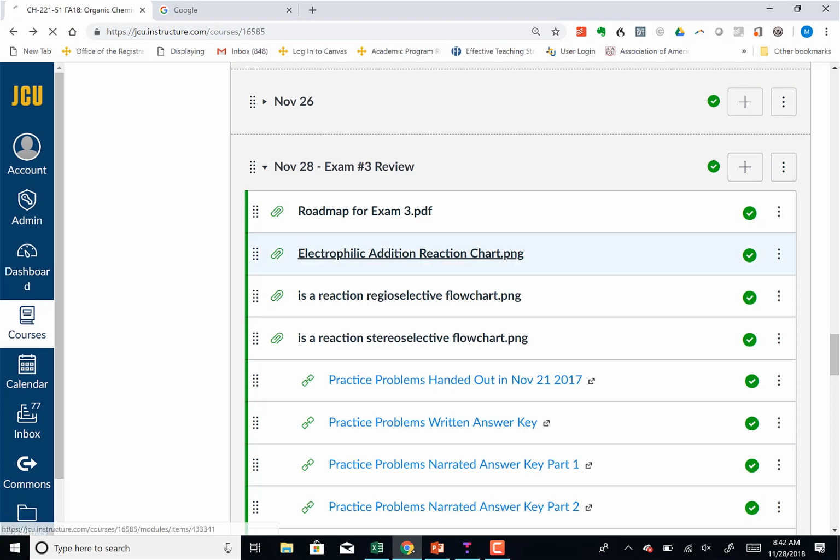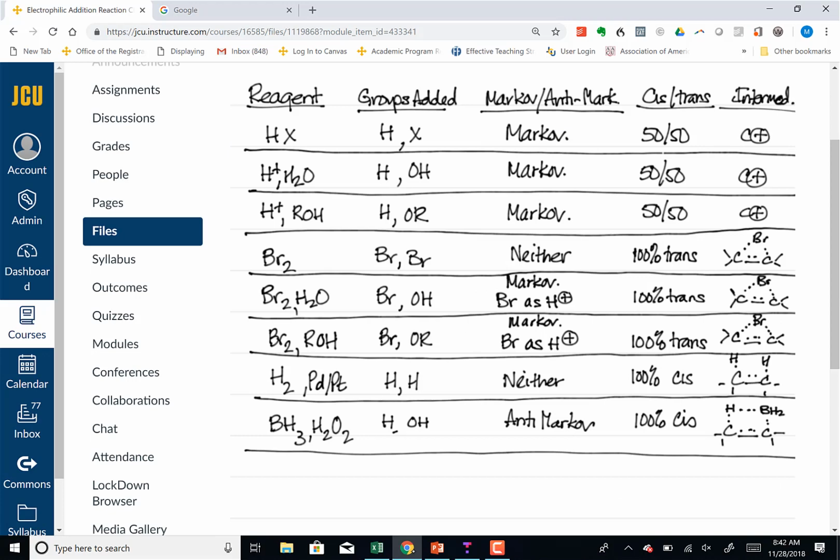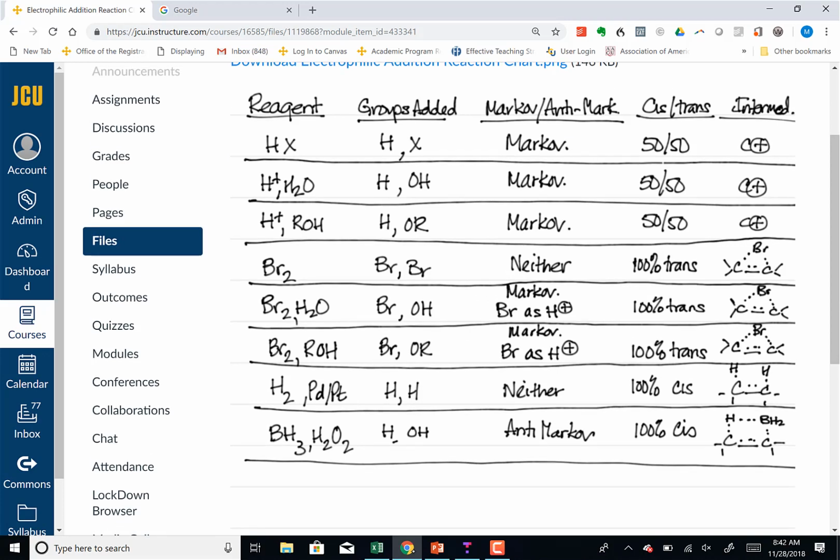So if we look at the chart here, and like I said, this is just my chart. Anytime it says neither, those reactions are automatically going to be not regioselective. Now, any of the other ones with a symmetrical alkene are not regioselective as well.